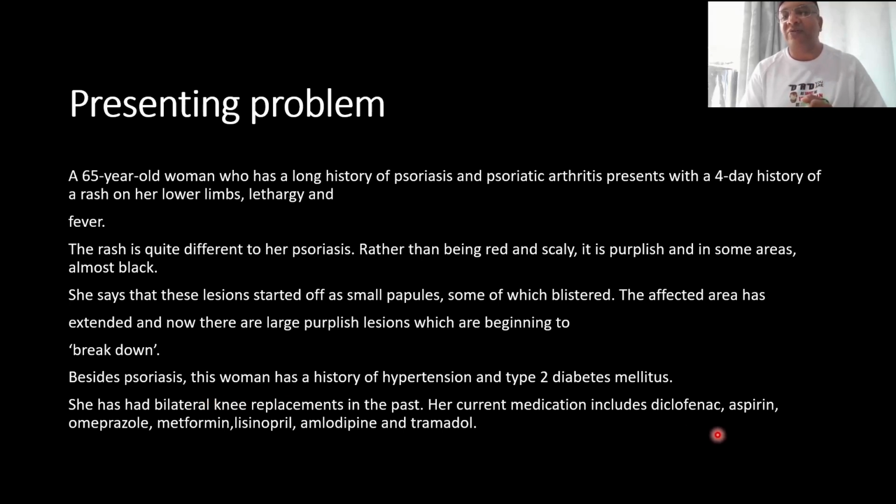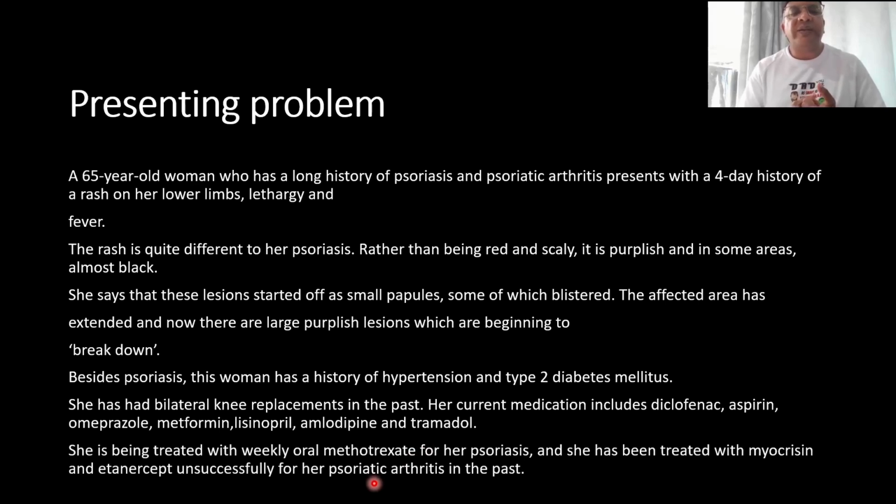Okay, her meds include diclofenac, which is, as we know, non-steroidal. Aspirin, also a non-steroidal, but can be an antiplatelet drug as well, depending on the dose. Omeprazole is a proton pump inhibitor. Metformin, we know, is an oral drug in type 2 diabetes. Lisinopril is an ACE inhibitor. Amlodipine, a calcium channel blocker. And tramadol is a weak opioid.